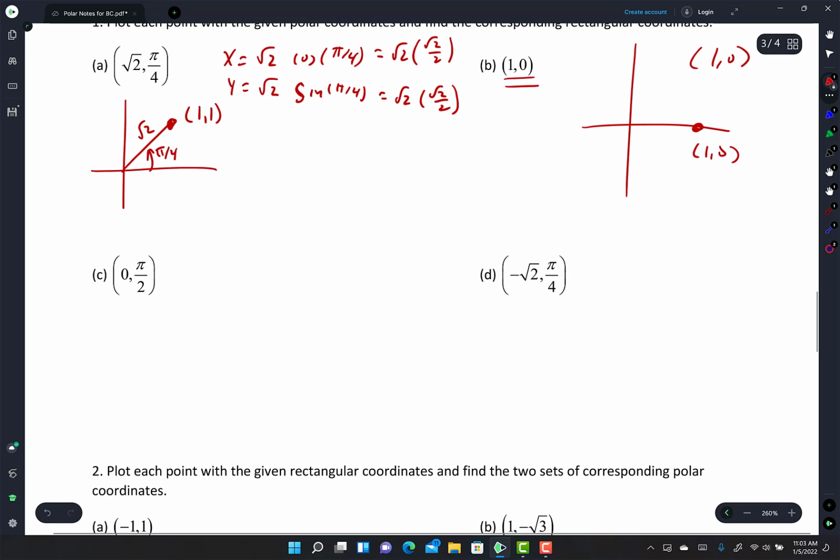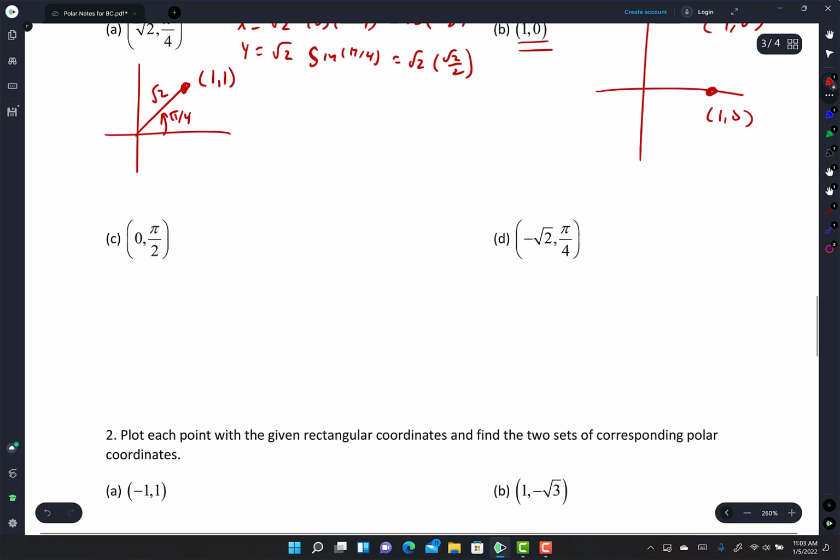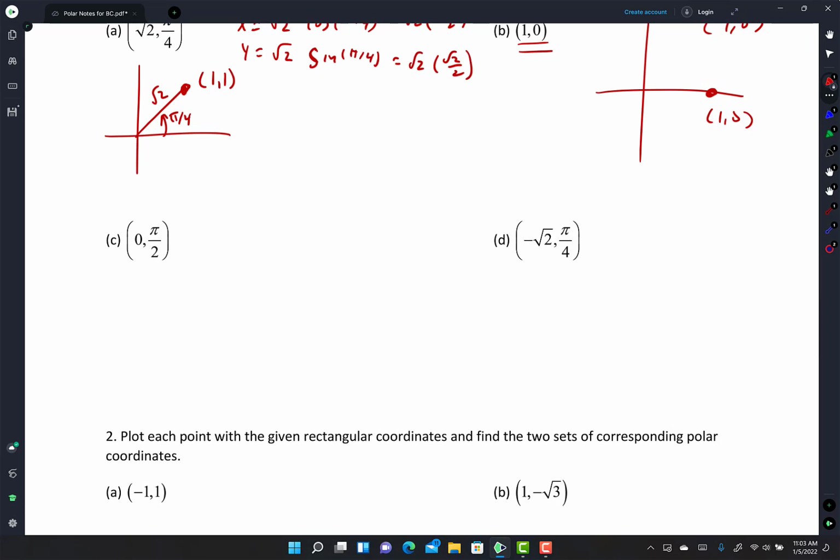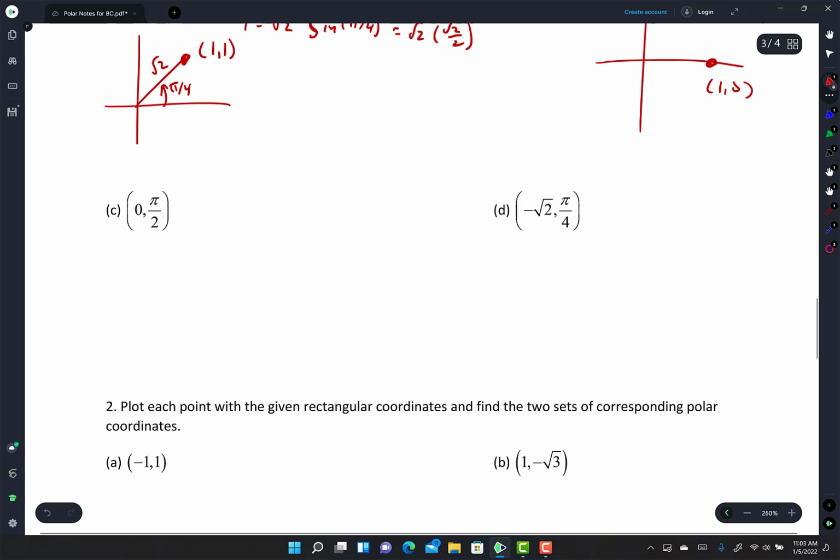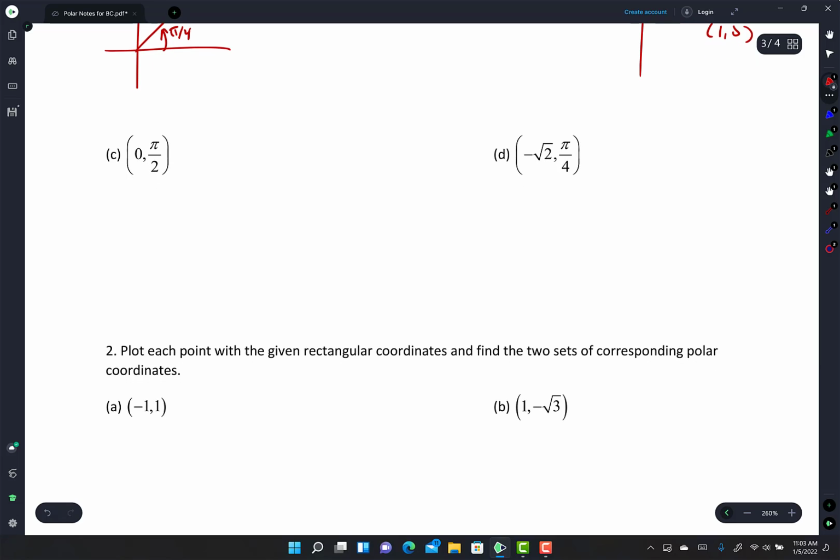I think I gave one like that on the activity. I also gave one to see if you really understand the concept. You'll see which one when you guys get there. 0, pi over 2. The fact that you see r is 0, immediately you're going to be where? At the origin. It doesn't matter what the angle is. If your r is 0, you're at the origin. So 0, 0.